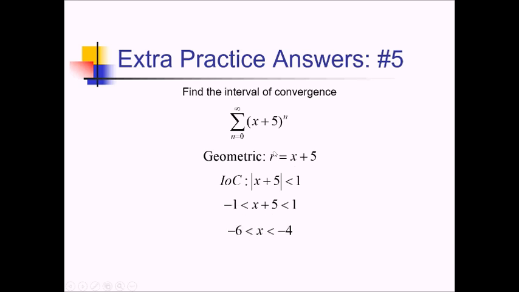Since this is a geometric series, that means that there's no ambiguity at the endpoints. They never get included in the interval of convergence for a geometric series. So this is going to be our final interval of convergence.